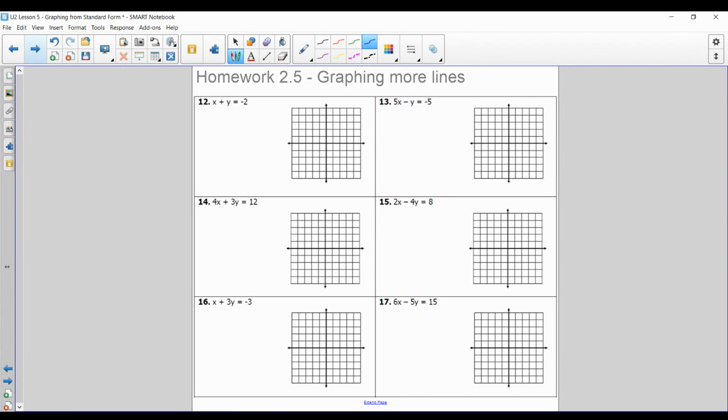So you've got some homework that is graphing from standard form. When you're done with this, take the picture, upload it to the Google Classroom.